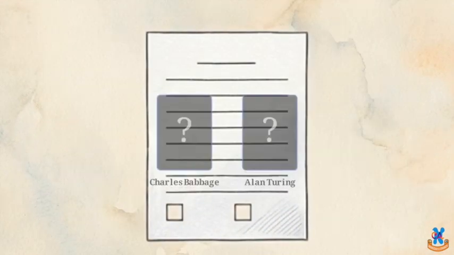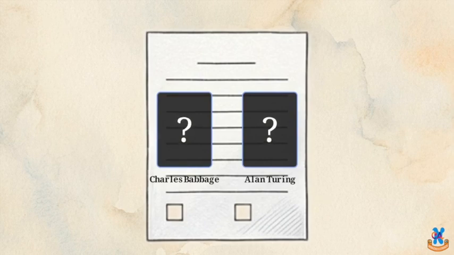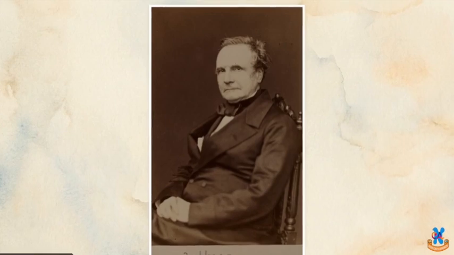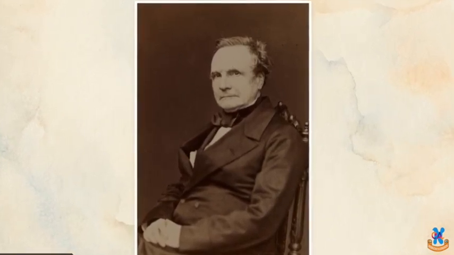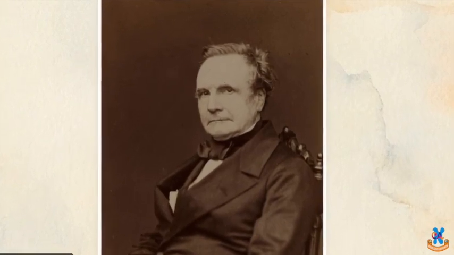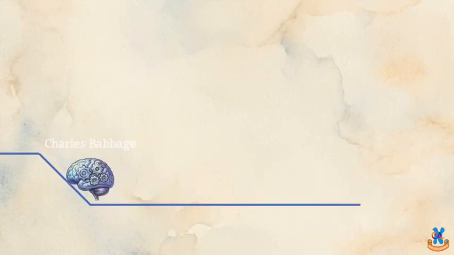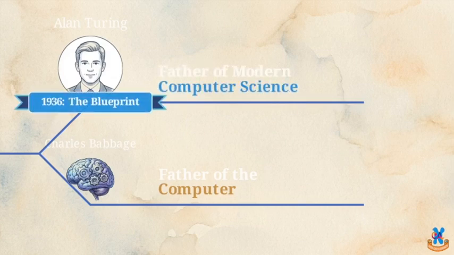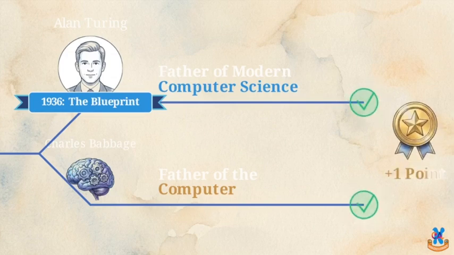When competitive exams test this history, they often set a specific trap regarding the pioneers. Charles Babbage invented the mechanical analytical engine in 1837, making him the father of the computer. Do not confuse him with Alan Turing, who proposed the theoretical Turing machine in 1936, earning the title Father of Modern Computer Science. Knowing those historical pioneers secures easy points on test day.